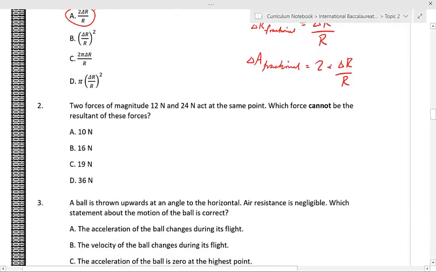Two forces of magnitude 12 and 24 act at the same point. Which force cannot be the resultant of these forces? So we know that if we subtract one from the other, if we have 24 this way and 12 this way, then we're going to end up with a resultant force of 12. So the smallest value we can take is 12. And the biggest value we can take is 24 plus 12, which is 36.